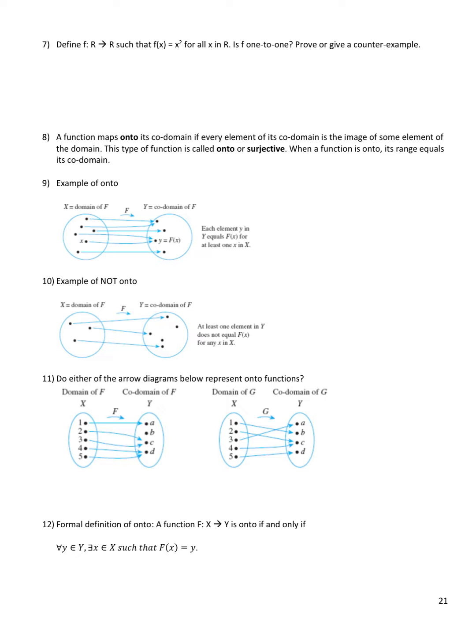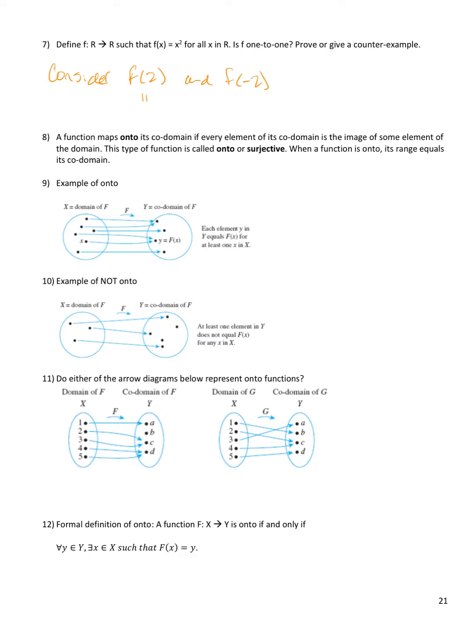Okay, here's another function, f, going from the reals to the reals. We're going to define it as f of x equals x squared. Is f one-to-one? Prove or give a counterexample. So this is not one-to-one. It is many-to-one because there are two x's that will go to the same y. Consider f of 2 and f of negative 2.